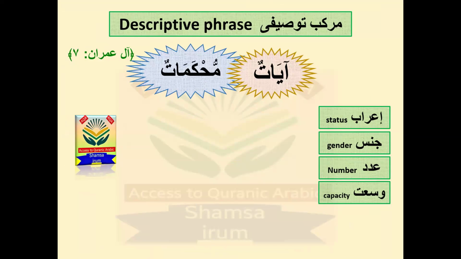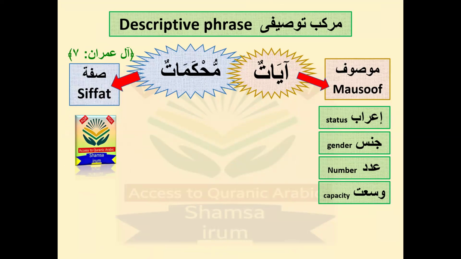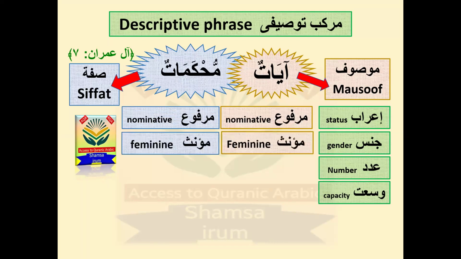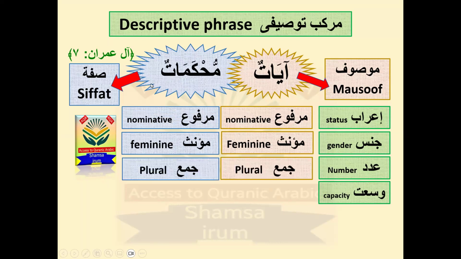Okay, next one, ayatun is the mawsuf, the first part, and muhkamatun is the sifa, the second part. Let's do the qualities now. I'rab, they both are marfu. You can see both endings are with the dhamma, so they both are marfu. They both are mu'annath, they both are feminine. How do you know that they are feminine? Because of the atun in the end. Atun is the sign that they both are feminine and they both are plural.